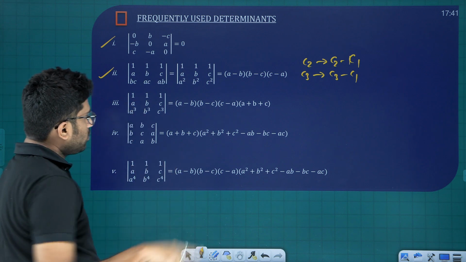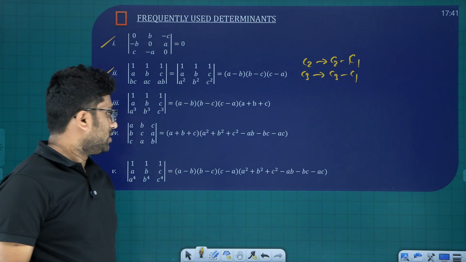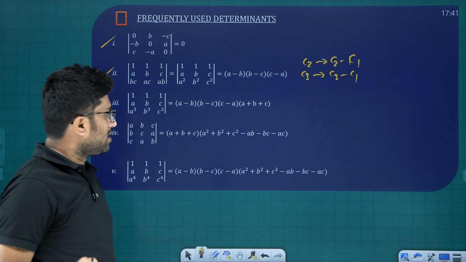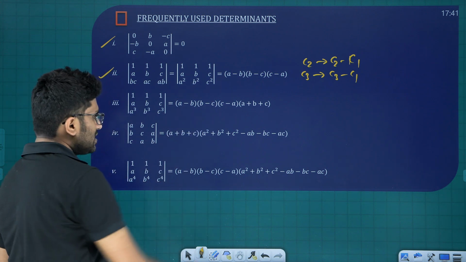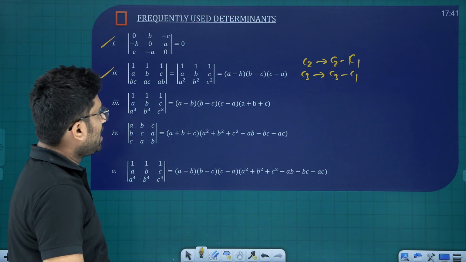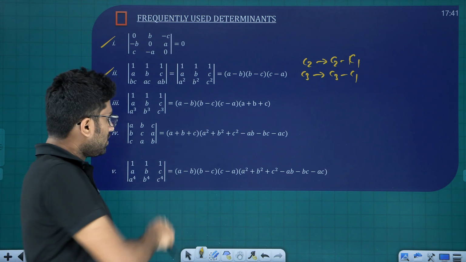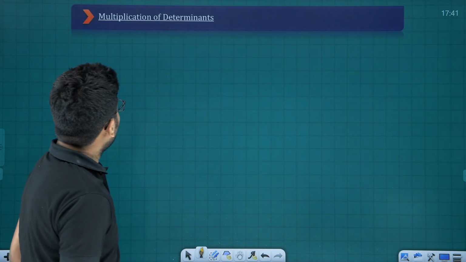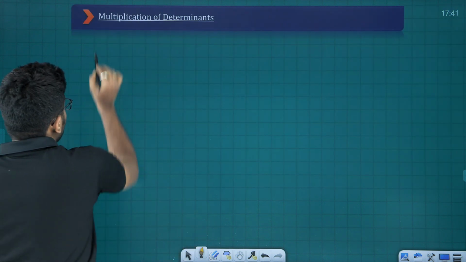If you make R1 change to R1 plus R2 plus R3, then you get A plus B plus C common in the first row. That A plus B plus C can be taken common. So that's how we can simplify it. We can simplify all of them by using properties, and I urge you to remember them. Remember these 5 determinants.